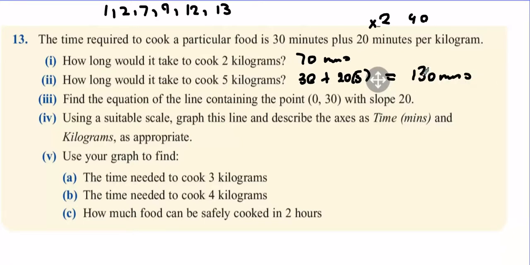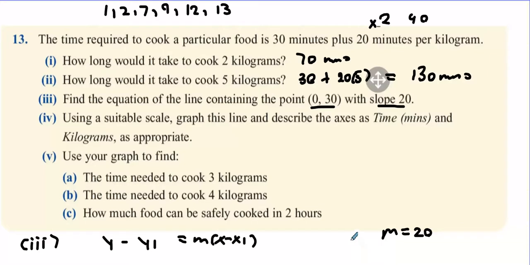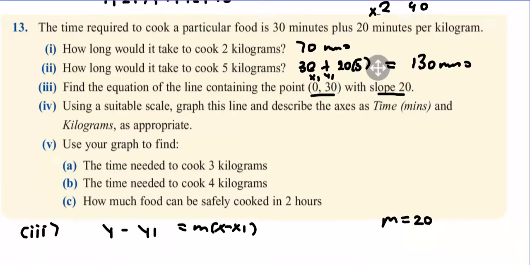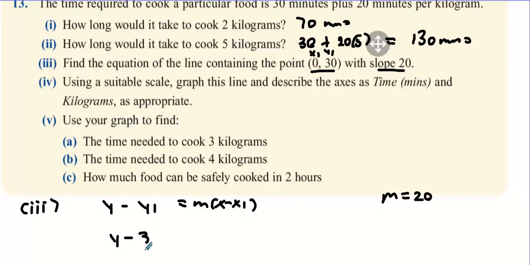Find the equation of the line containing the points 0, 30 and a slope of 20. All right, I'll do part 3 here. So it's going to be y minus y1 equals m into x minus x1. M is 20. And the point in question is x1 is 0 and y1 is 30. So y minus 30 equals 20 into x minus x1 is 0. Y minus 30 equals 20x.